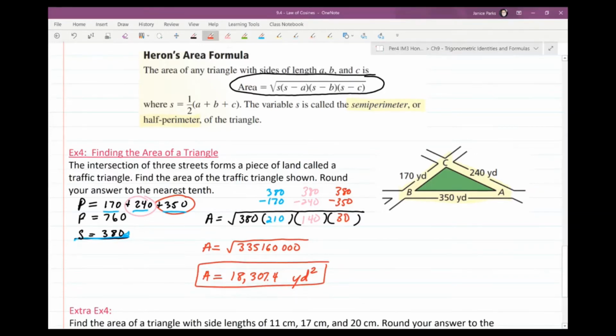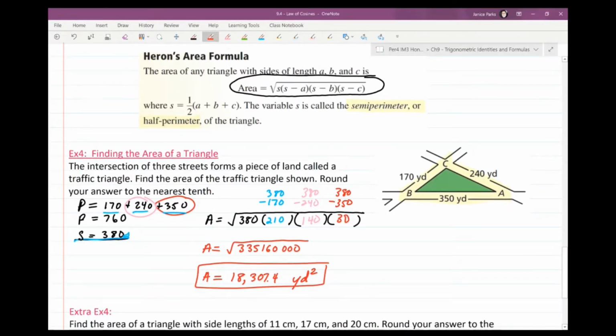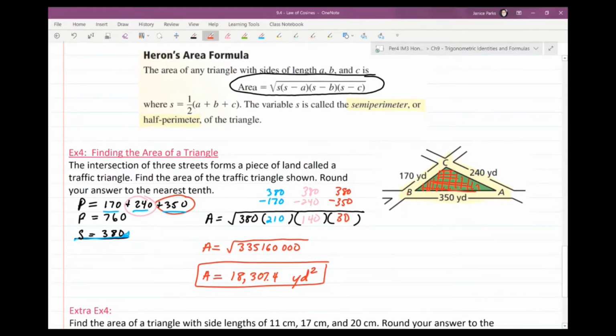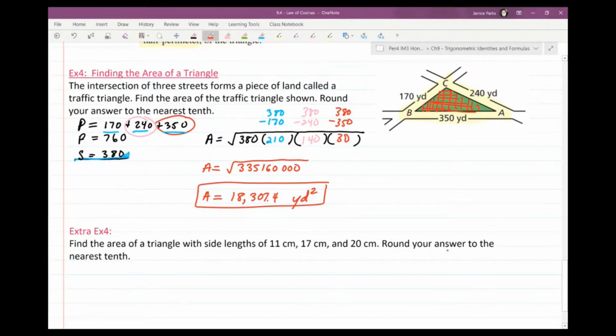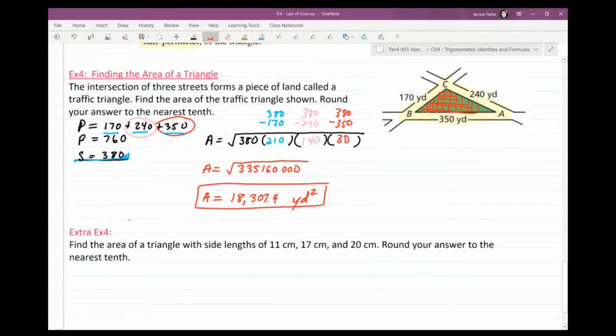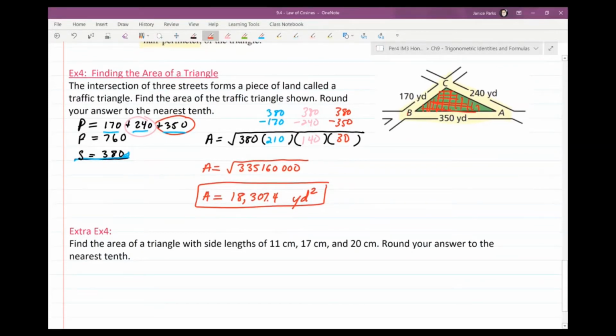Those are pretty big numbers because these are also big. If you're counting how many square yards are in there, there's going to be about 18,300 square yards. We're going to do one more problem. I would like you to try it first, and then I'll put in the results. So again, pause the video right now and do the next problem, and then you can check it.